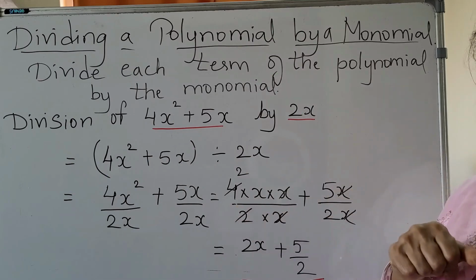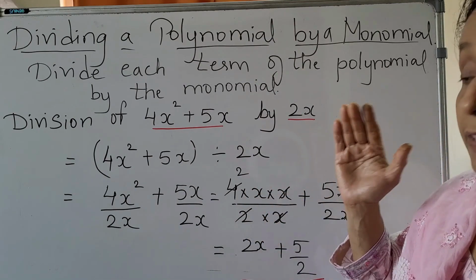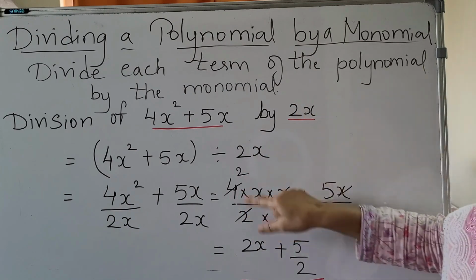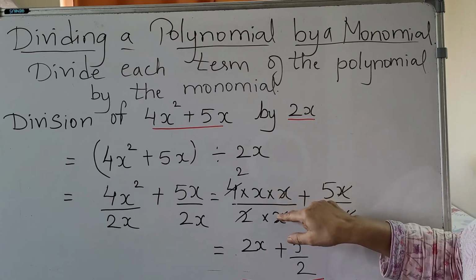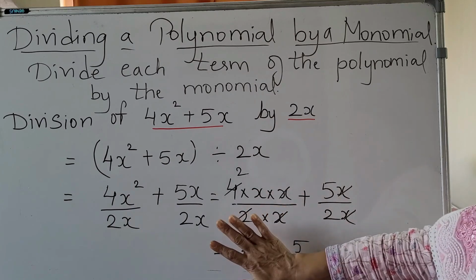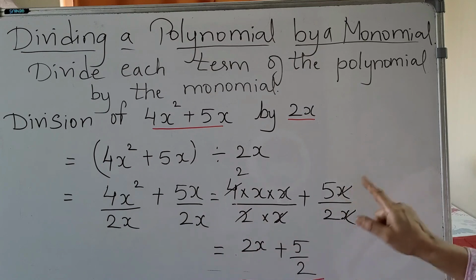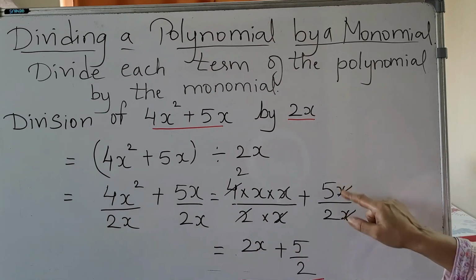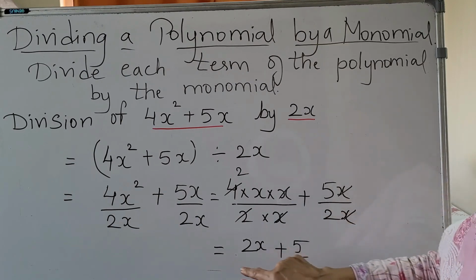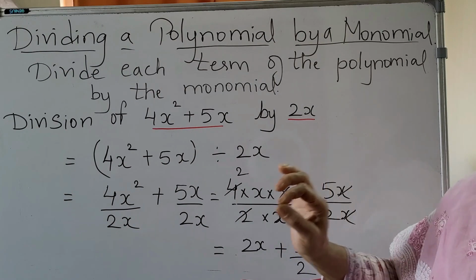Now let's see how we simplify. Factorize it so that simplification becomes easy. Now 2 2s are 4. So here 2 is remaining. Here x gets cancelled. So what is remaining? 2x is remaining. Right as it is 2x. Now 5x by 2x, x is getting cancelled. What is remaining is 5 by 2. Right as it is 5 by 2. So what is the answer? 2x plus 5 by 2 is the answer.